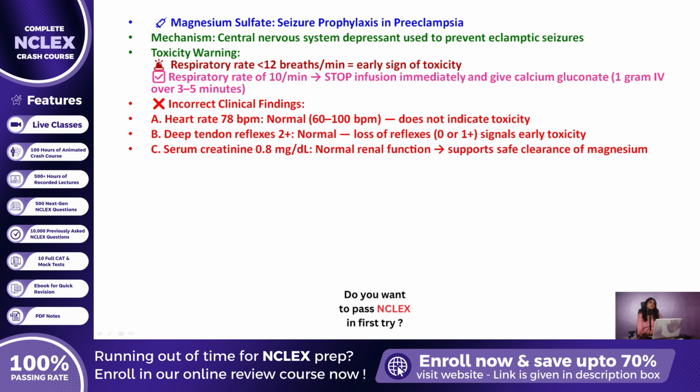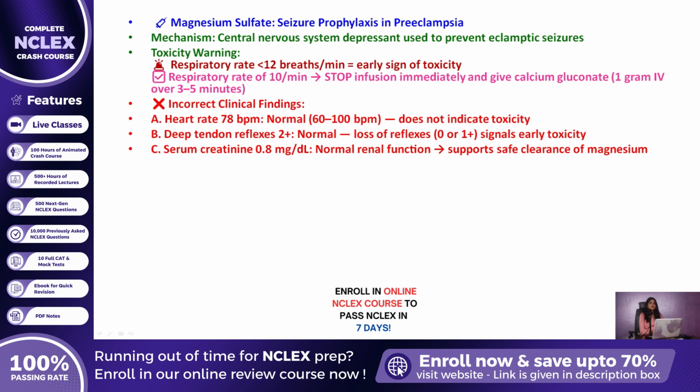Option C, serum creatinine 0.8 milligrams per deciliter reflects normal renal function, which is important because magnesium is excreted primarily through the kidneys. Adequate renal clearance means the risk of accumulation is lower, so this lab value actually supports the continued safe use of the infusion.